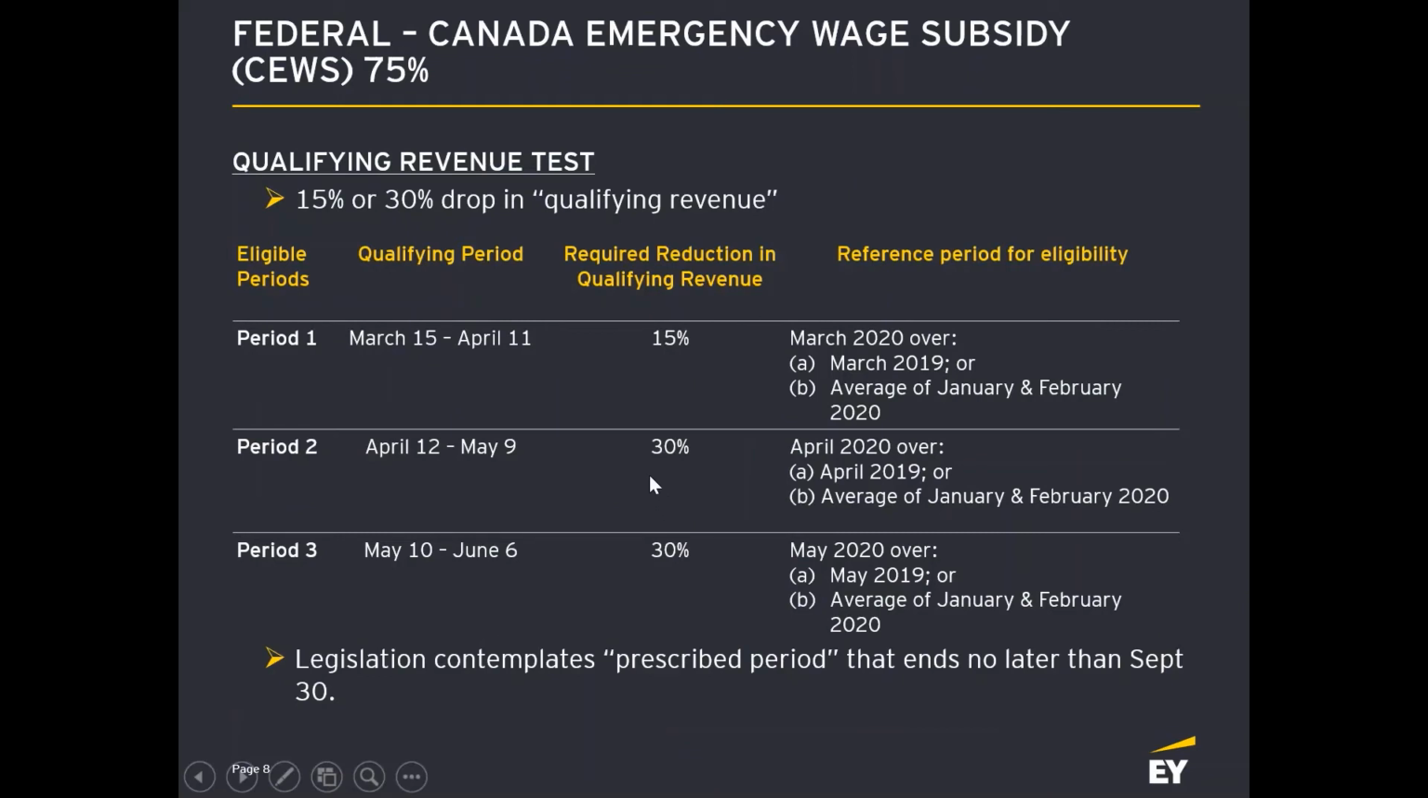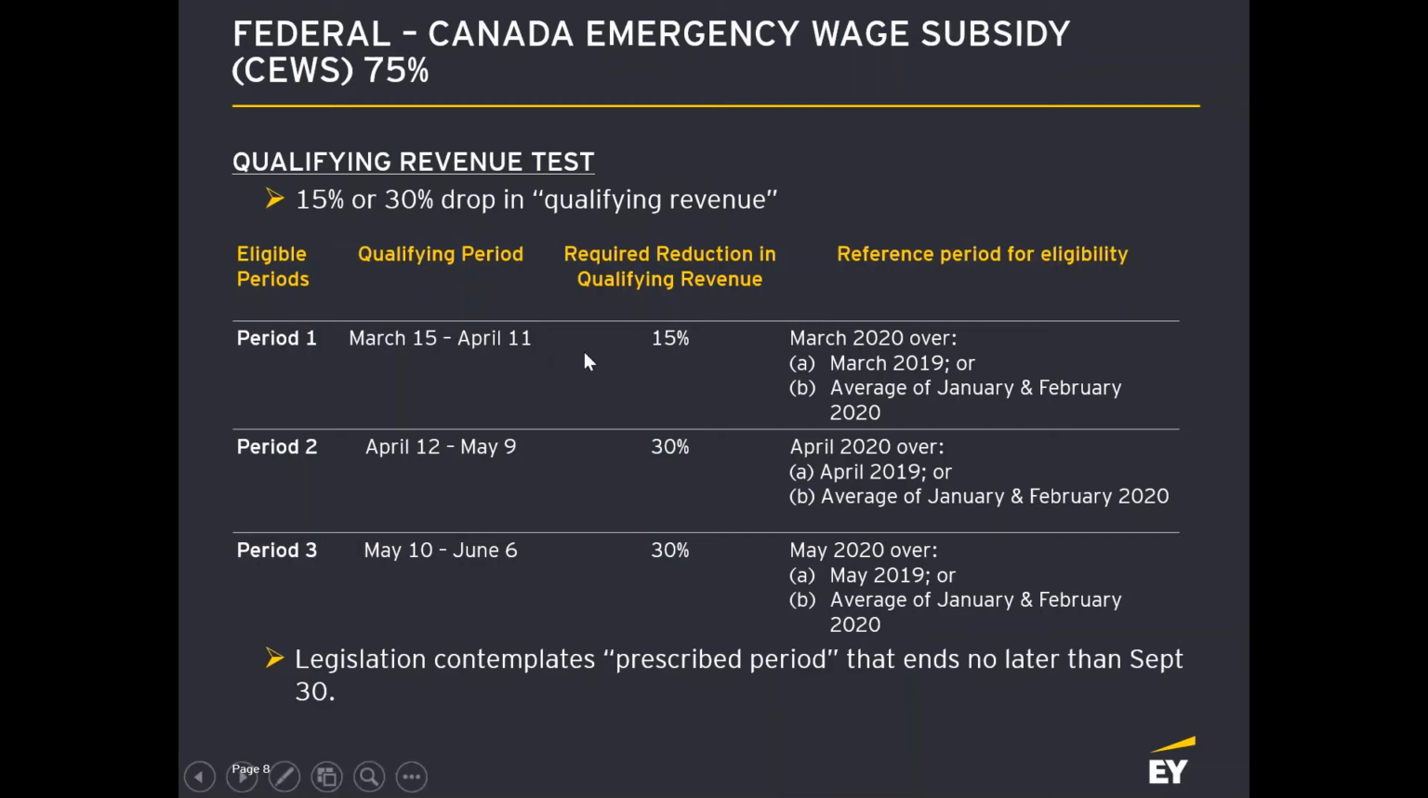The next slide sets out what the periods are. Basically, the subsidy works in terms of a number of periods. The first period is March 15th to April 11th, and so on. And it sets out what revenue is required to qualify for that period. So, for example, if your revenue was down in March versus March of 2019, then you would qualify for March 15th to April 11th. So any employment income that you pay to employees during that period could qualify for the subsidy, subject to the caps and so on, right?